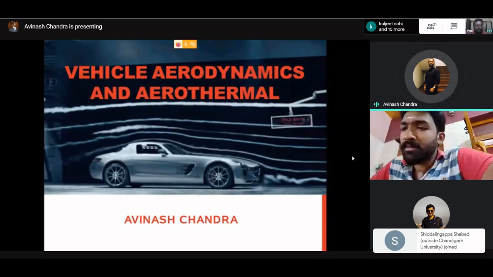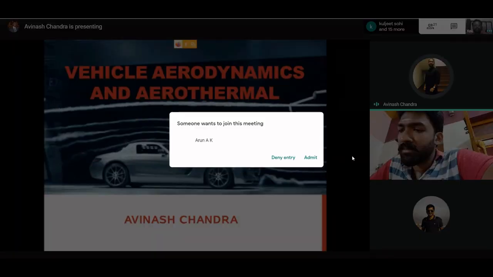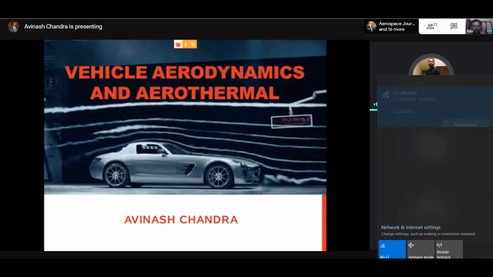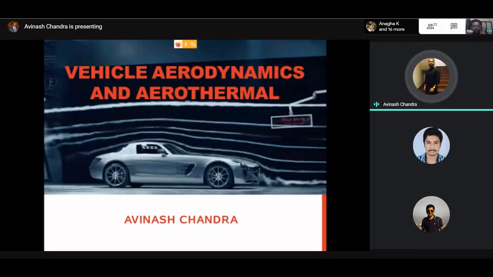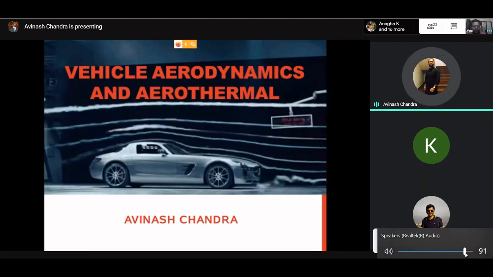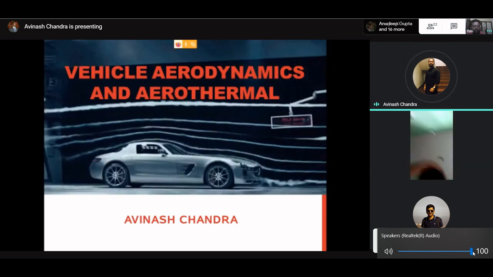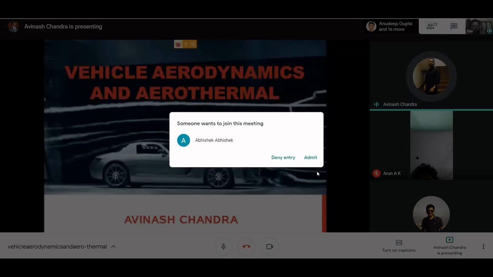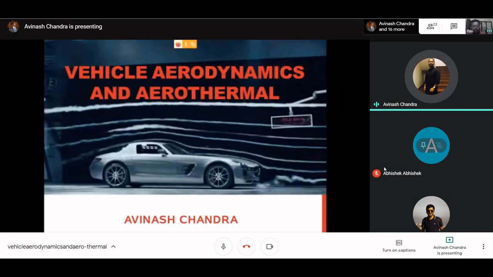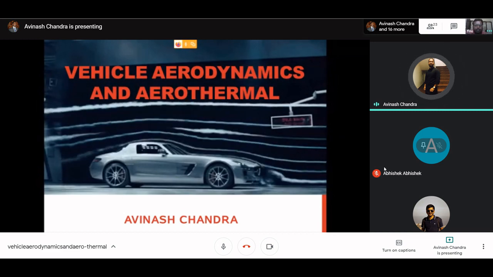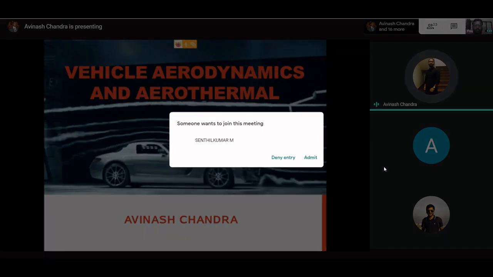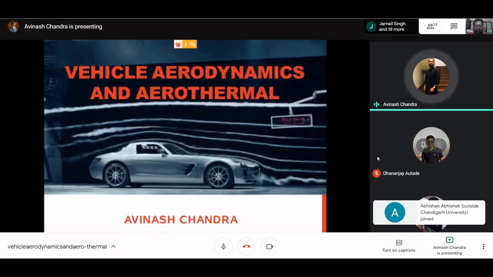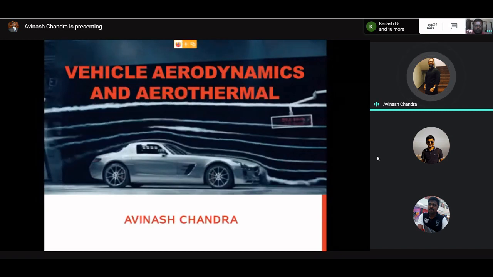Now, aerothermal, I have combined with aerodynamics because it goes parallel. Wherever we have aerodynamics, it has a direct effect on the thermal analysis of the vehicle, each and every part. I'm talking about the outer part, not the cabin. I will not be discussing the cabin. The major areas I'll discuss are underbody components and underhood components, and how the laws are related to the aerodynamics of the vehicle.